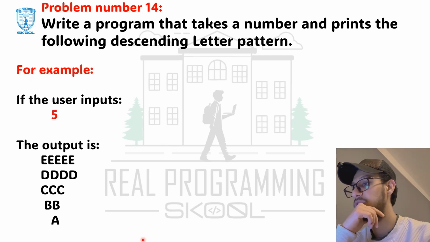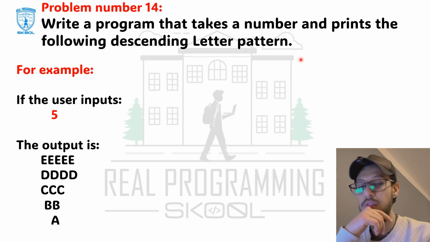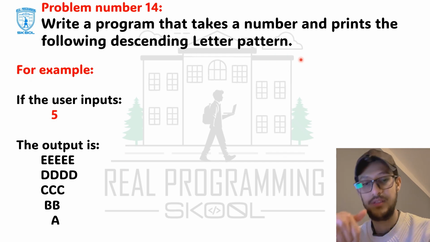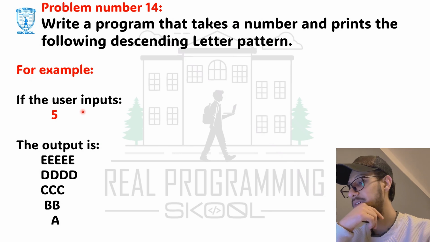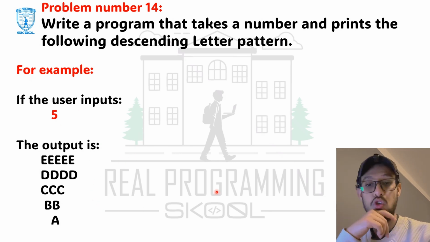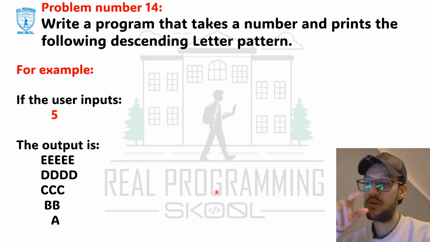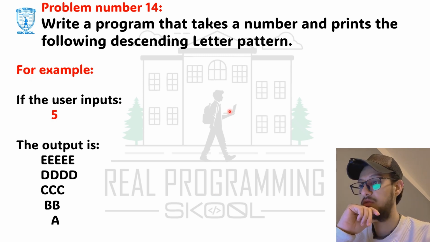Today we have problem number 14. Write a program that takes a number and prints the following descending letter pattern. Exactly like the previous problem, but descending this time, okay? And letters also. For example, if the user inputs 5, the output should be EEEEE, DDDD, CCC, BB, A. So let's go to Visual Studio to see how we convert this requirement into code.